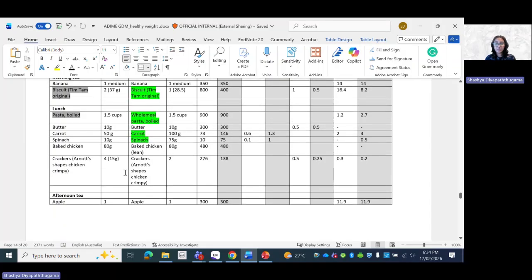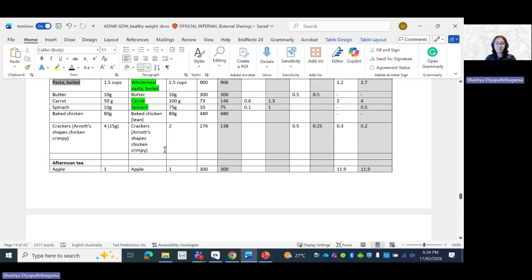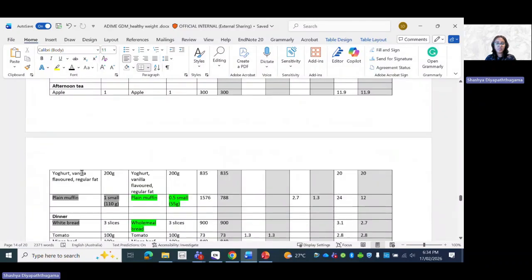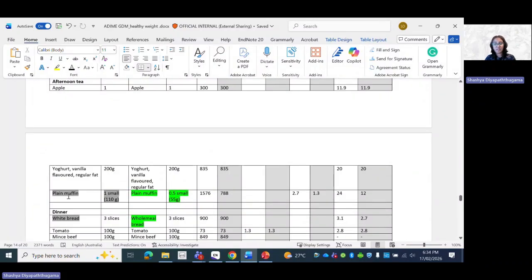Then again, I didn't do anything for these crackers. I just left them as they are. And these ones are fine, it's apple and yogurt. And for the plain muffin, which is again contributing to sugars, I haven't completely removed that as well. In this case, I just cut it down by half. So I'm now giving half of this muffin.